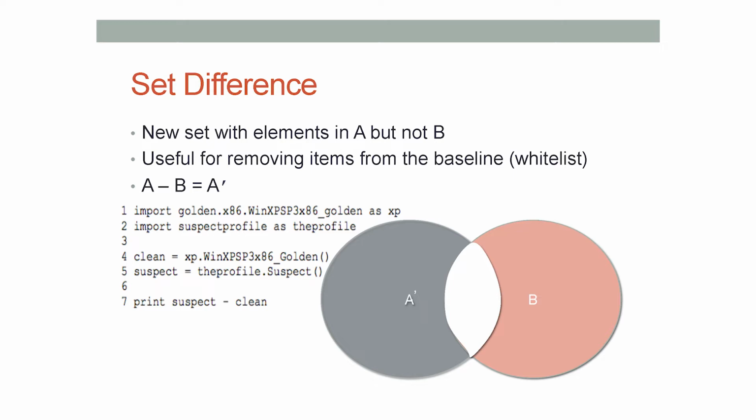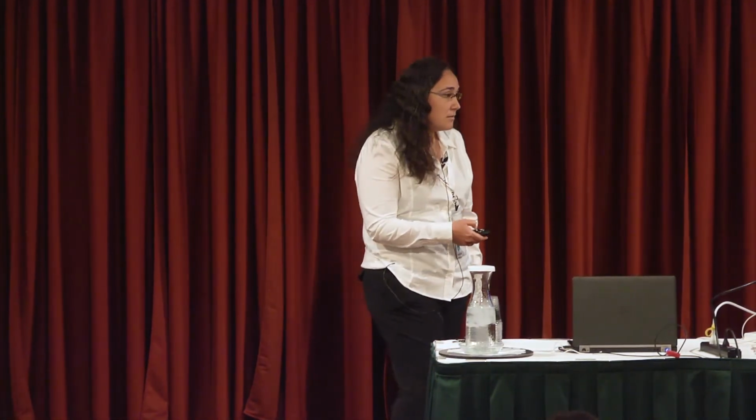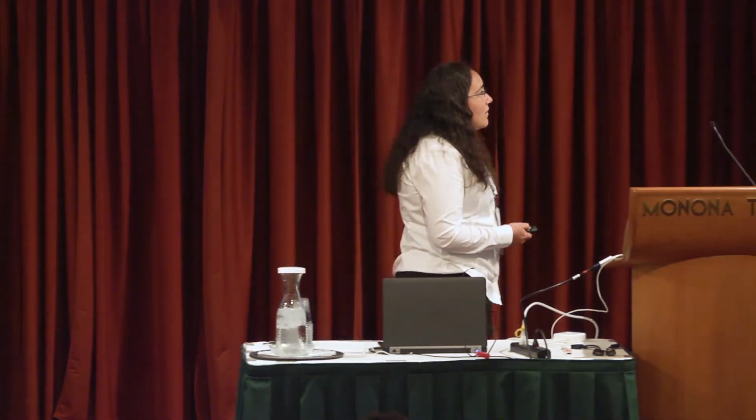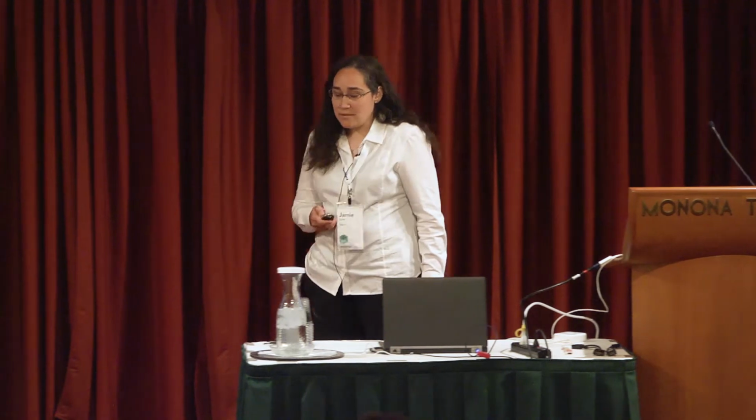So we actually have the code to allow you to do that. Here you can see that we're importing a golden profile, and then we're importing a suspect profile, and we're creating objects that contain the artifacts for those different profiles. And then the last line, we're just subtracting out the clean items. We don't care about those. And so what we're left with are just the items that were within A and not within B.